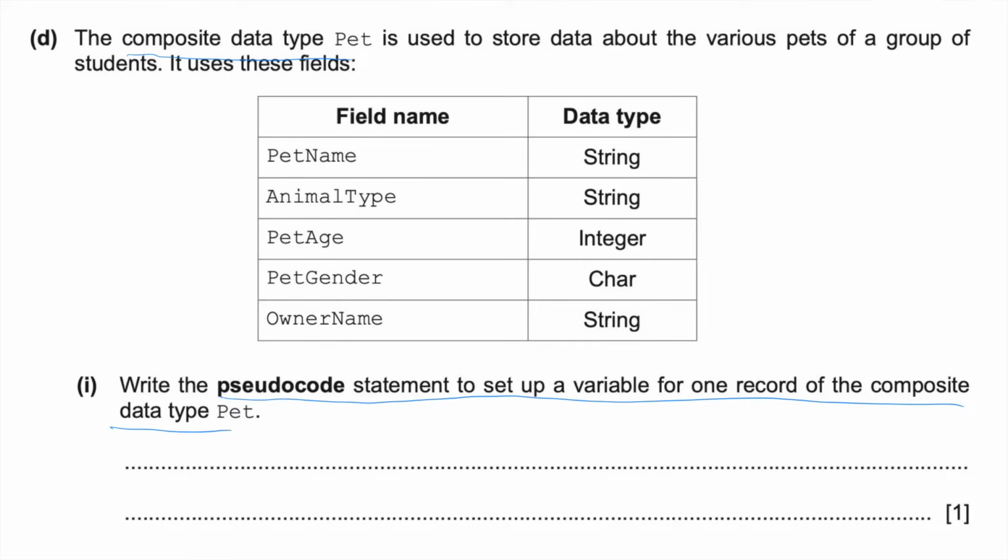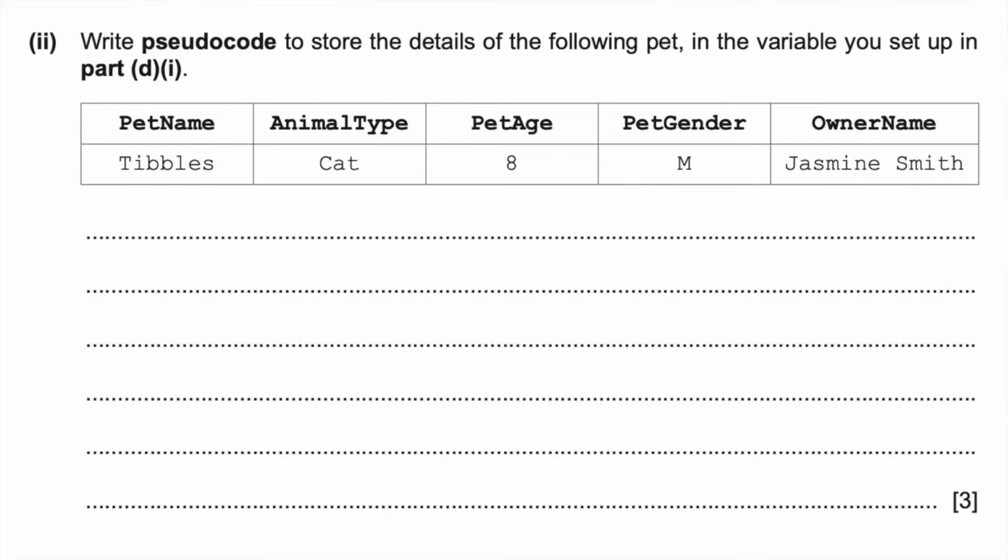So if we wanted to just set up a variable just for one record, then we might just say declare new pet, and then that's going to be a pet data type, and that's it. Write pseudocode to store details of the following pet in the variable that you set up. So we had a variable called new pet, so we could do new pet dot pet name is going to be Tibbles.